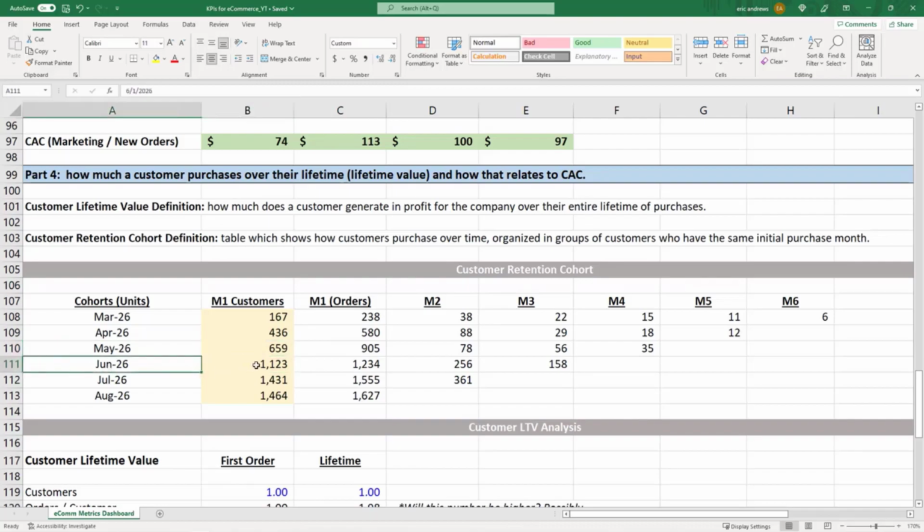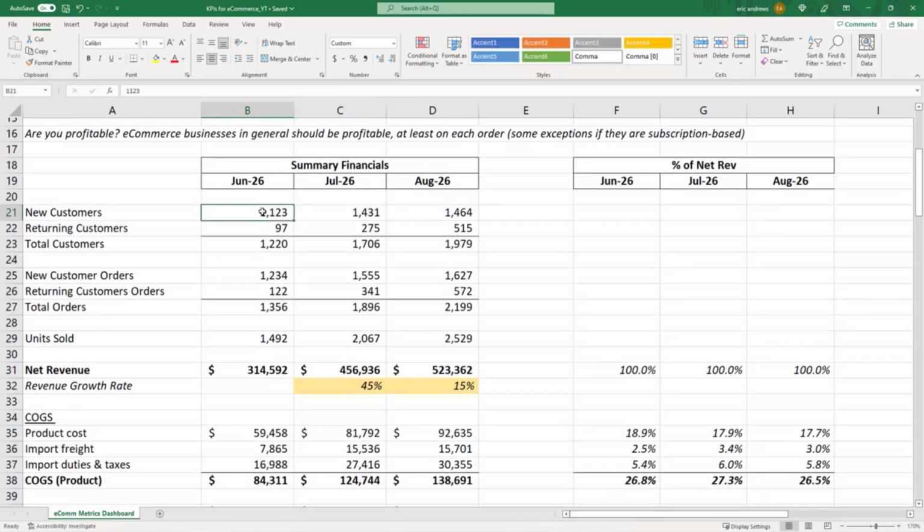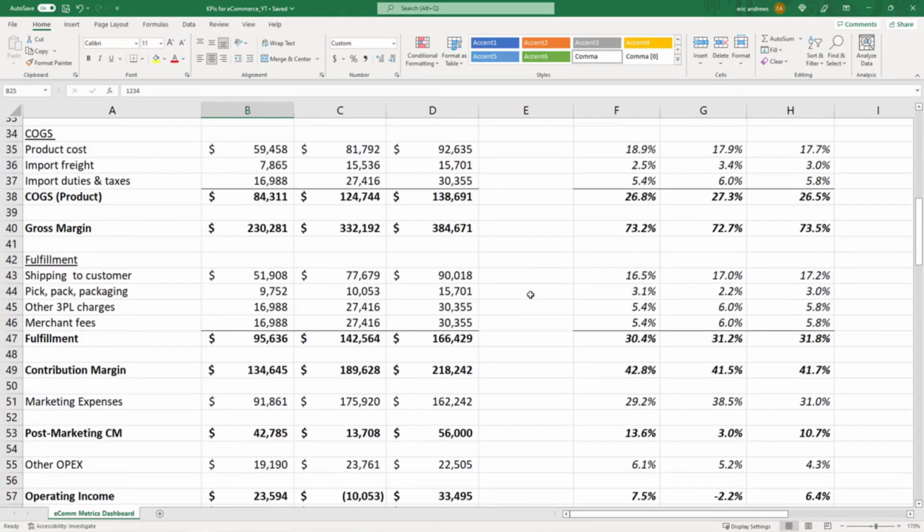So let's say we go to June. New customers in this month, 1,123. New customer orders in June, 1,234. So let's go double check these two numbers up above. Let's go to June. So new customers, 1,123, and 1,234. So you can see that that is how the cohort information gets totaled up.